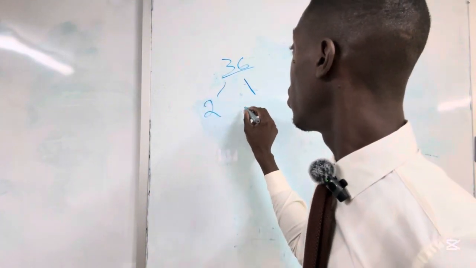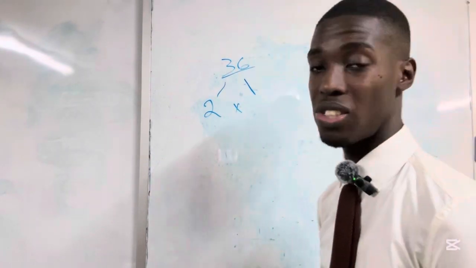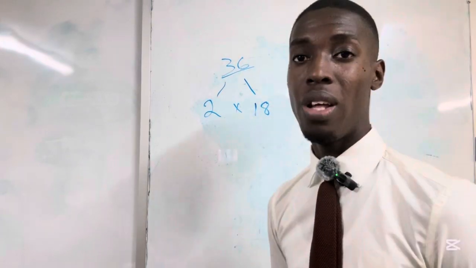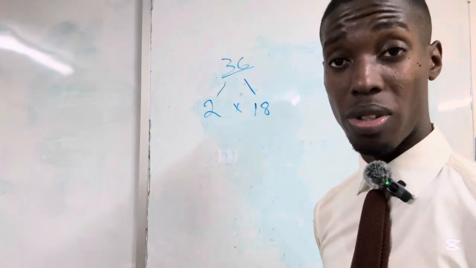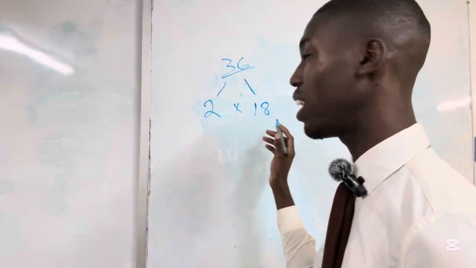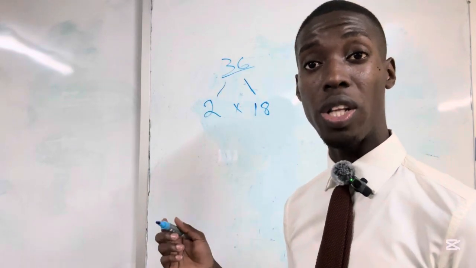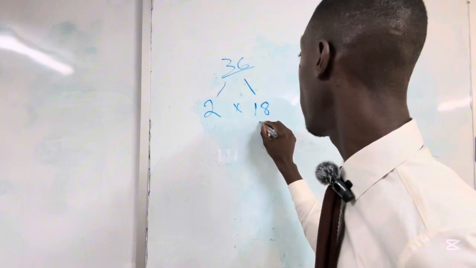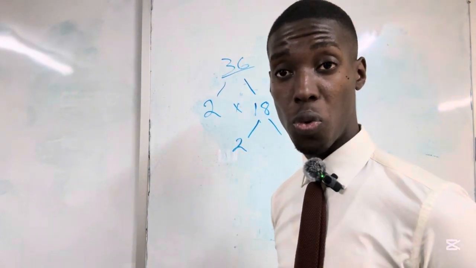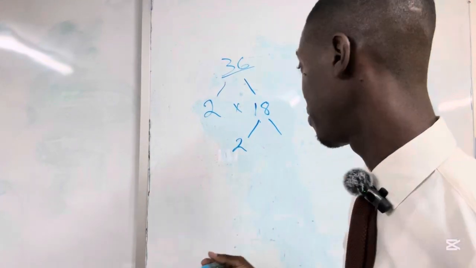So 2 times what gives us 36? 2 times 18, right? Then we're going to break down the 18, and we're going to use the first prime number again, because 18 ends with 8, and it means 2 can definitely go into this number without leaving a remainder. What times 2 gives us 18? That's 9, right?